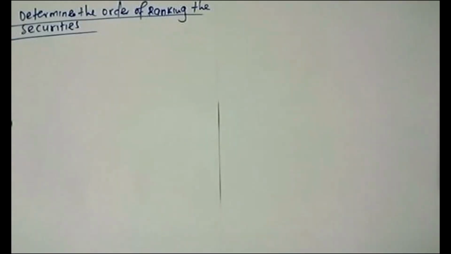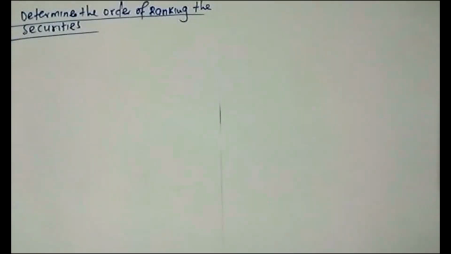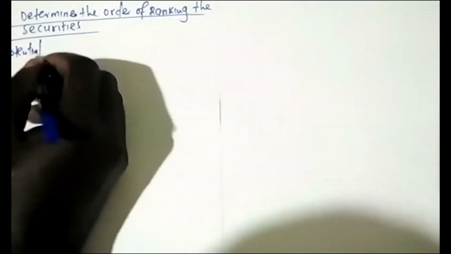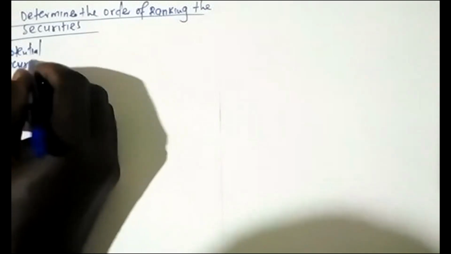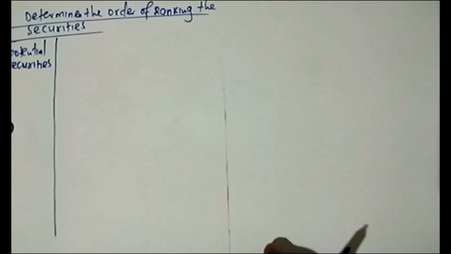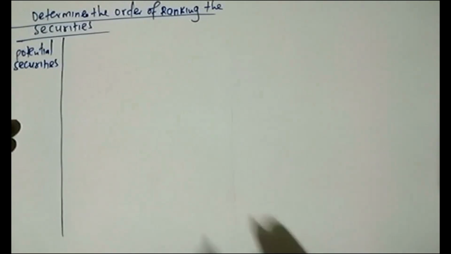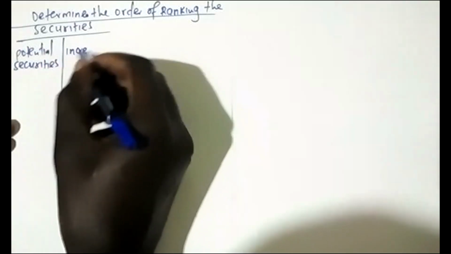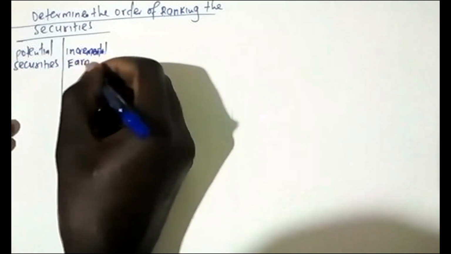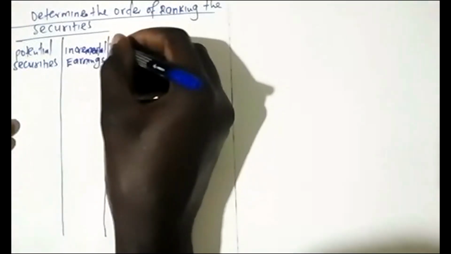Remember that we use potential securities, the securities which are likely or unlikely to be converted to ordinary shares. Our first column will be concerning incremental earnings. I will explain why we have incremental earnings. Then after that, we have incremental shares.